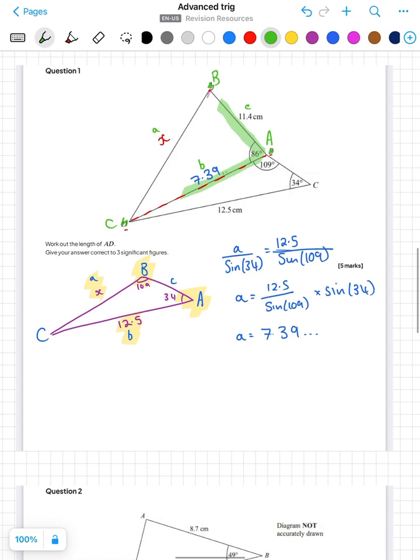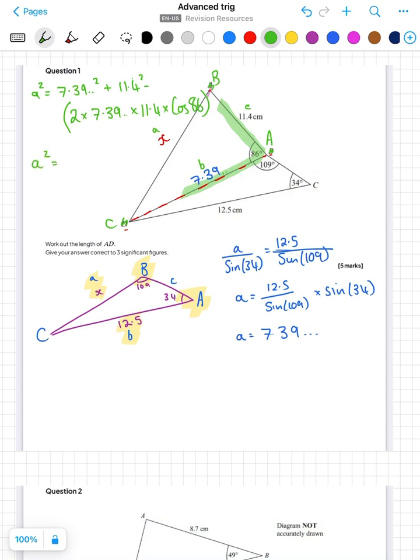So, my cosine rule: A squared equals B squared, which is my 7.39, plus C squared, 11.4 squared, minus, I use a bracket here, 2 times 7.39 times 11.4 times cos A, which is 86. Pop that in your calculator.